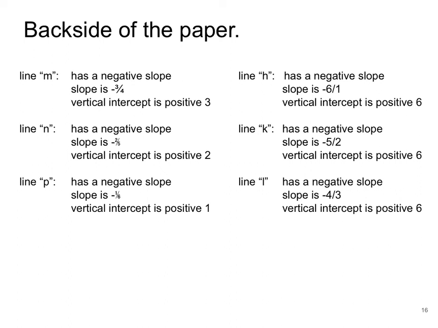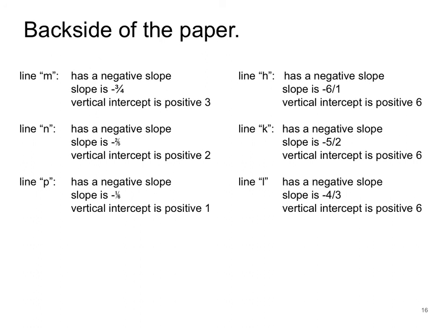Here are the answers as far as lines M, N, P, H, K, and L. So line M has a negative slope. Slope is negative 3/4. Vertical intercept is positive 3. Line N, as in Nancy, has a negative slope. Slope is negative 2 over 5. Vertical intercept is positive 2. Line P, as in Paul, has a negative slope. Slope is negative 1 over 6. Vertical intercept is positive 1.